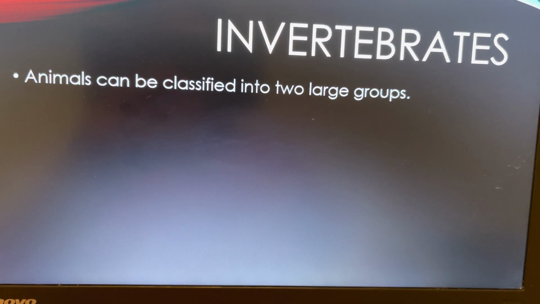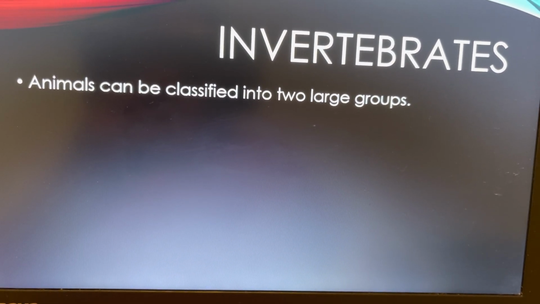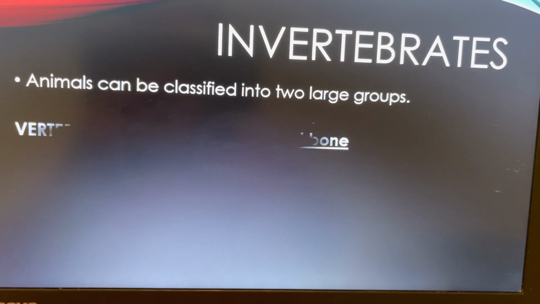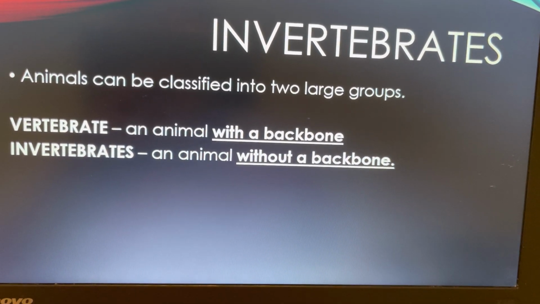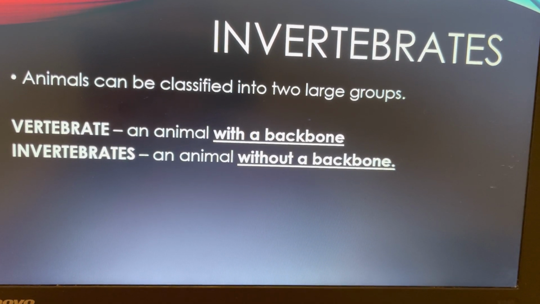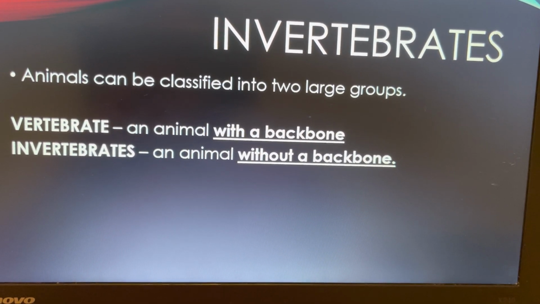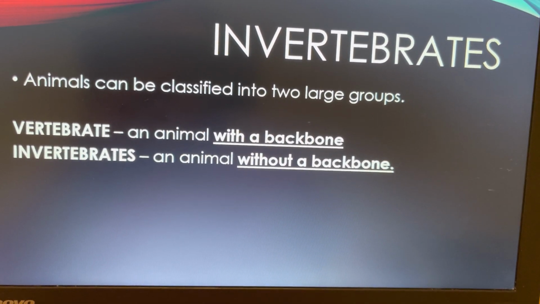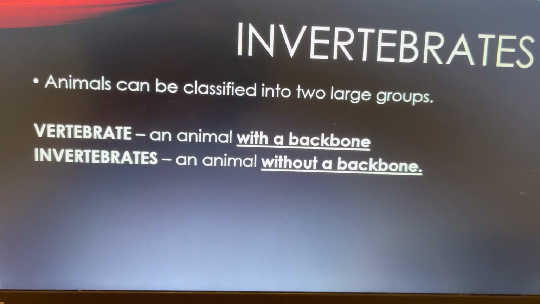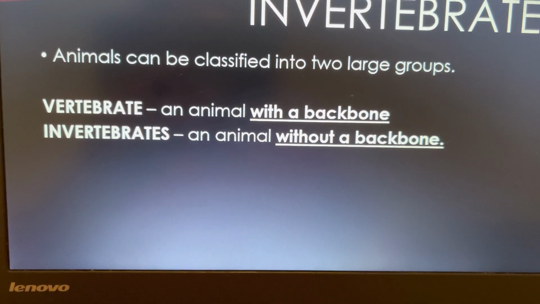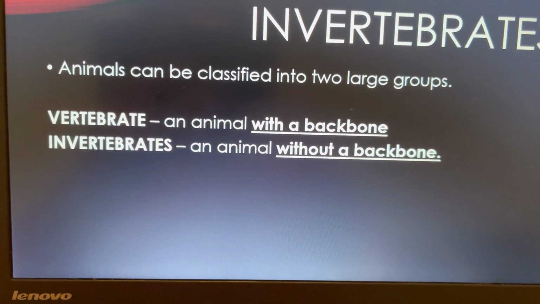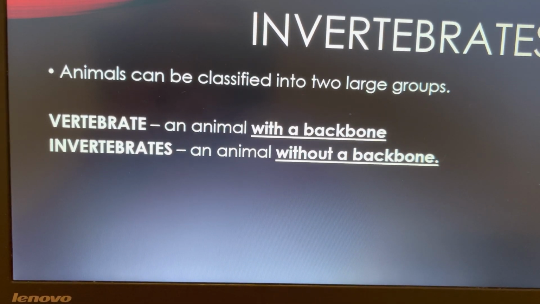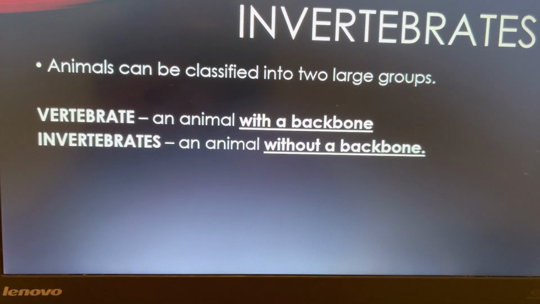Now, let's move on to invertebrates. Animals can be classified into two large groups. The first is the vertebrate, and the second is the invertebrate. An invertebrate has no backbone. A vertebrate has a backbone, like in our body. If you touch behind your back, you can find the bones in our back.